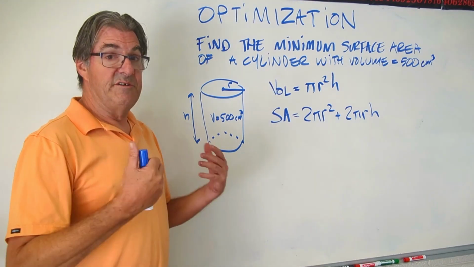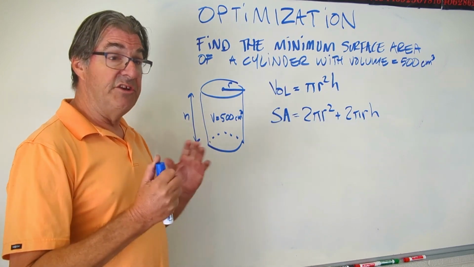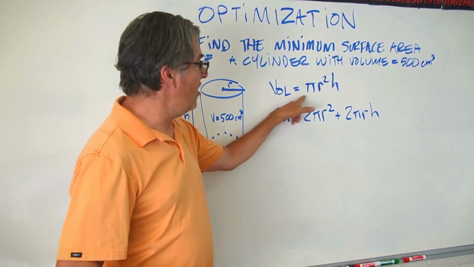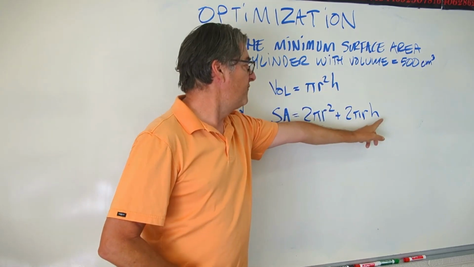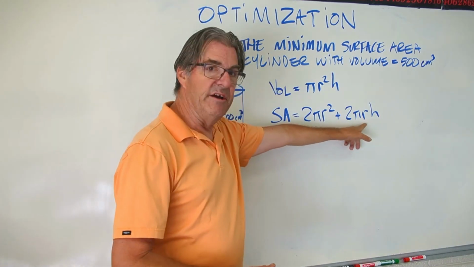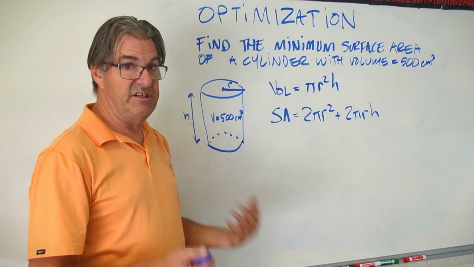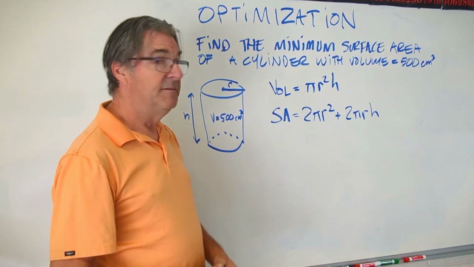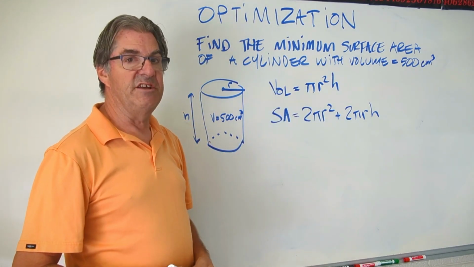So in order to find a minimum, we need one equation. What we're going to do here is solve the volume equation for h, and then put that in for h here. And don't worry, we're not going to know what r is, but that's going to be fine. And then 2 and pi are known quantities, so we don't need to worry about those. So go ahead and rearrange this equation to solve for h.